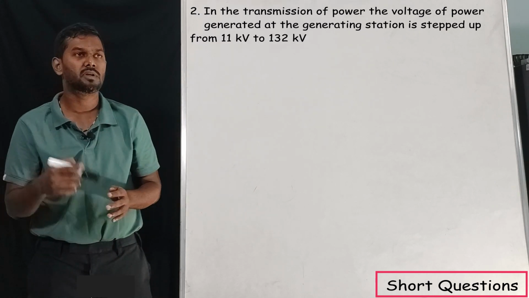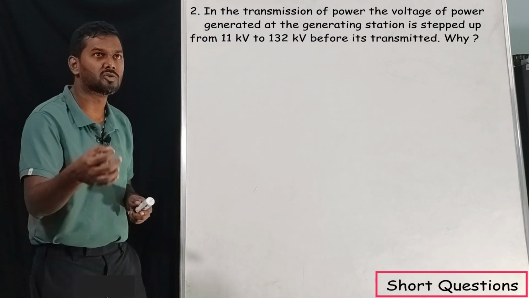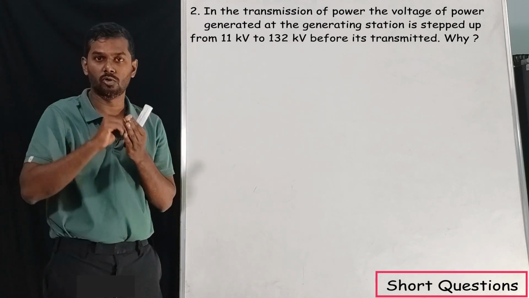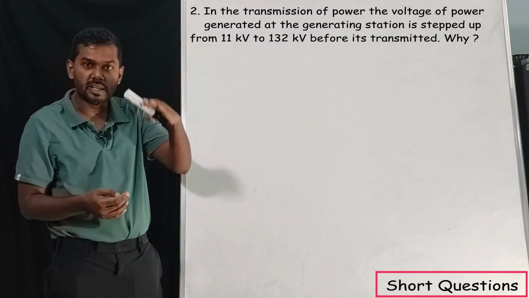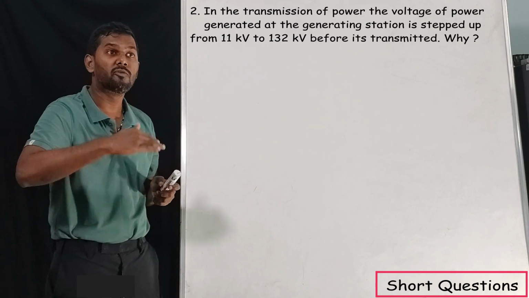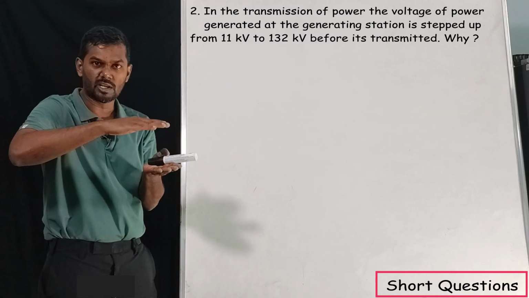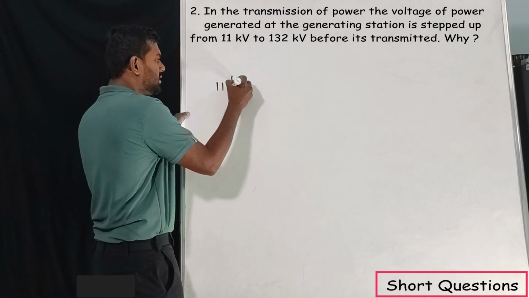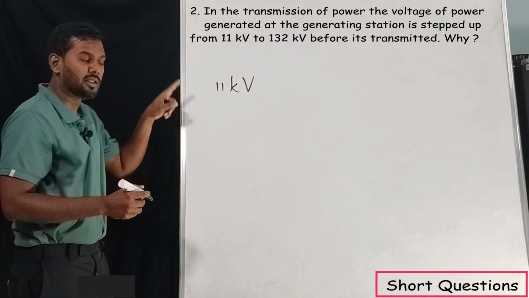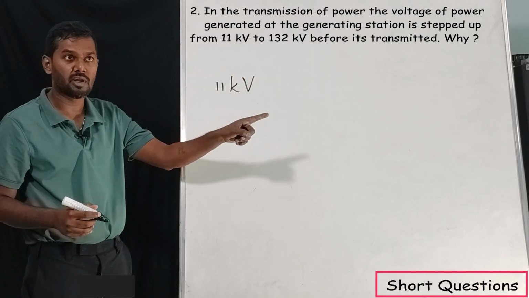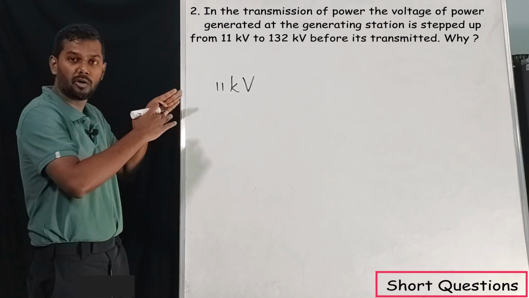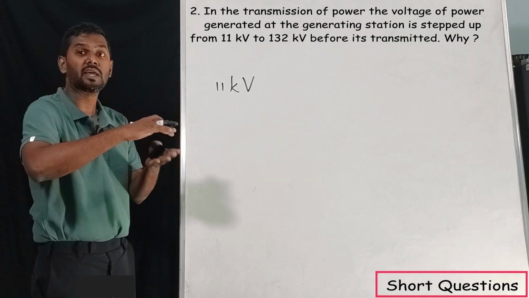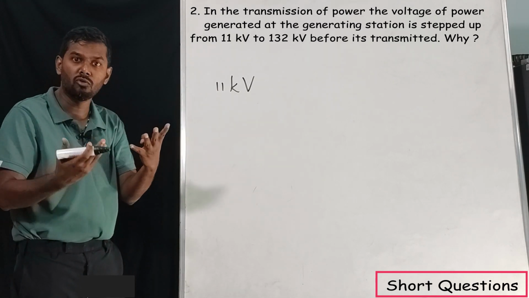Our next question: the voltage of power generated at the generating station is first stepped up before its transmission, give reason. Before answering this question, you need to know what stepped up means. Stepped up means increasing the voltage. Step down means decreasing the voltage. Whatever the generated voltage is, that is 11 kV. The generated voltage is 11 kV and they are telling that before transmitting it is stepped up. That means the voltage is increased. This is a high voltage.